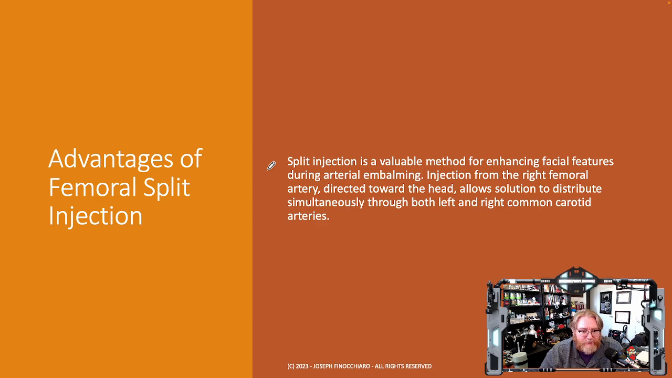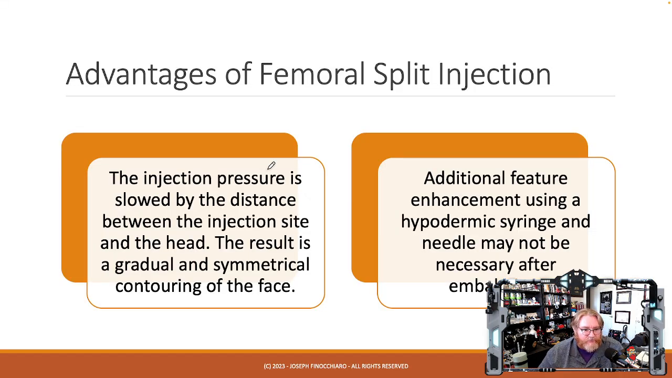Split injection is most valuable for enhancing facial features during arterial embalming. Injection from the right femoral artery directed towards the head allows solution to distribute simultaneously through both left and right common carotid arteries. The injection pressure is slowed by the distance between the injection site and the head. The result is a gradual and symmetrical contouring of the face. Additional feature enhancement using a hypodermic syringe and a needle may not be necessary after embalming. This is my preferred way to embalm. Take drainage from the right internal jugular, and inject via the right femoral artery for precisely this reason.